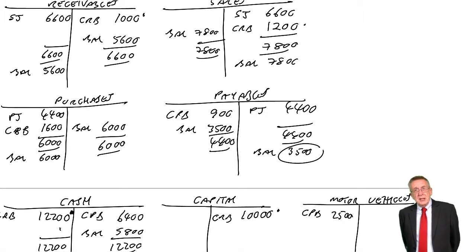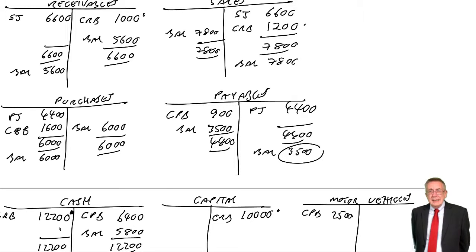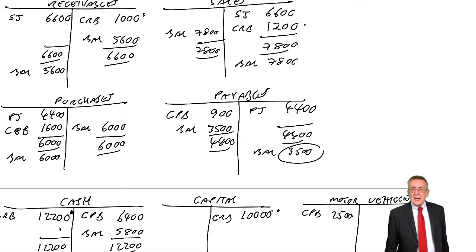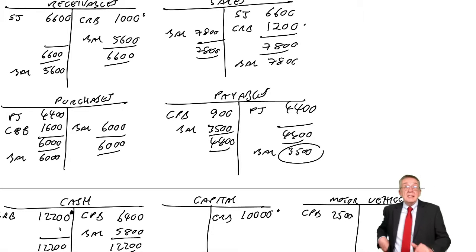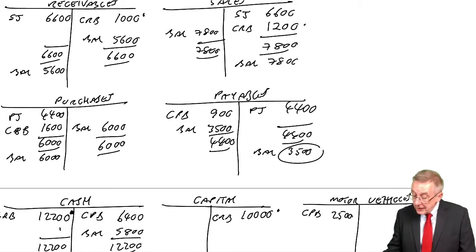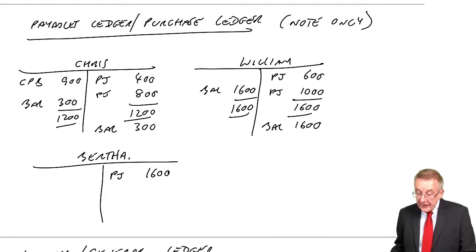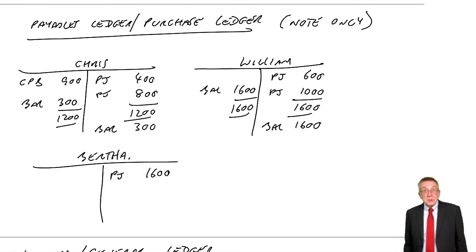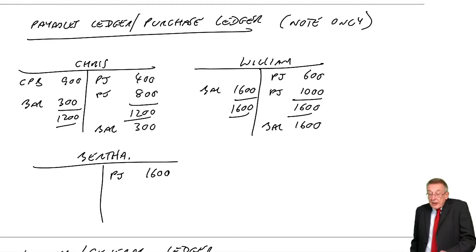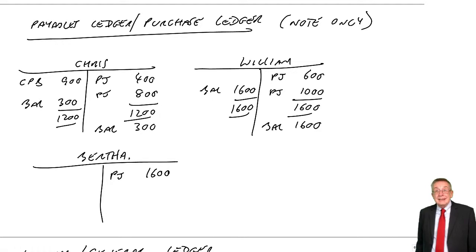But I'd also need to know who it's owed to. Who do I owe that money to? We're going to be making payments. I need to know who's owed that money. And of course, I can easily find out because we were keeping a note in the payables ledger, the purchase ledger. It was only a note, but we've a note there of how much we owe everybody.